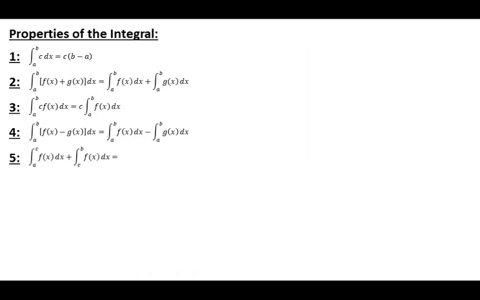And our final property here, property 5, is a little bit different. Instead, we have the same function here, f of x, but we're looking at the integral from a to c and c to b here. So we're looking at our limits here.